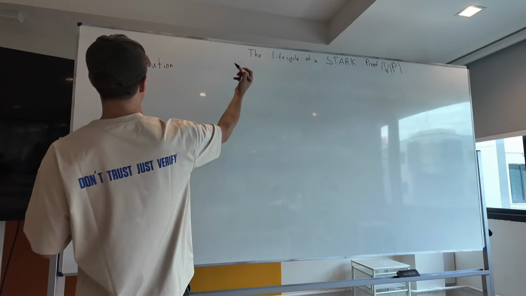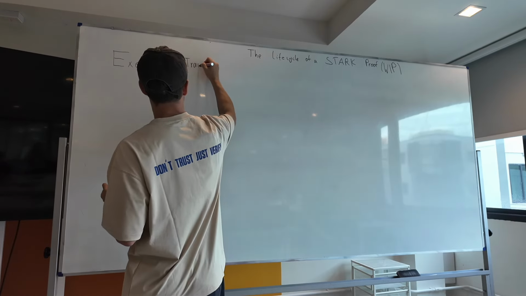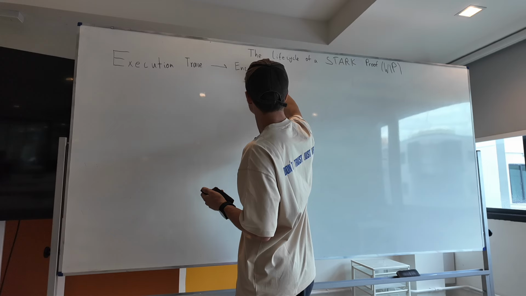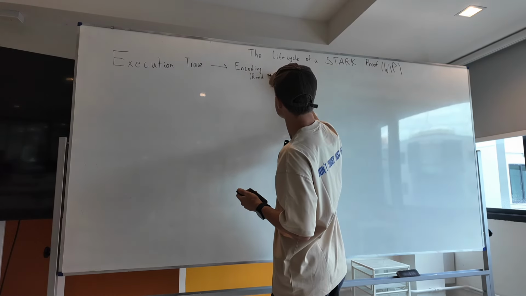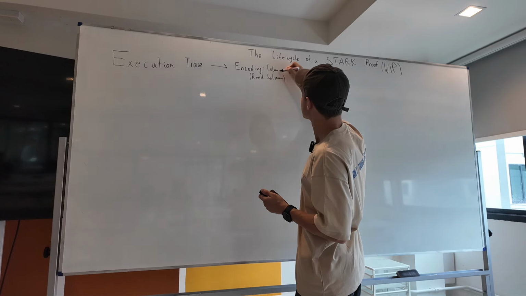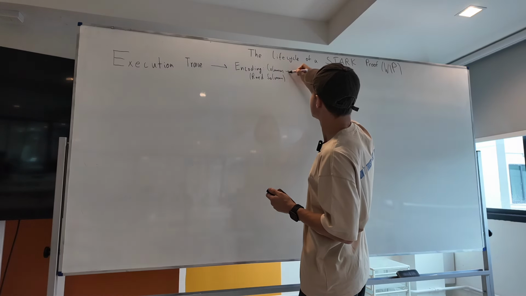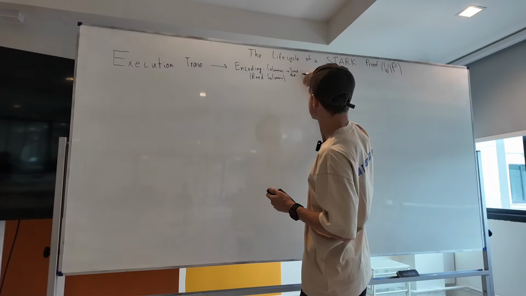which will be: the first will be the execution trace. I think we're all pretty much familiar with that now. Then the second one will be the encoding of the trace using the Reed-Solomon encoding, where we go from columns to trace blocks. What exactly that means, you'll see in a second.